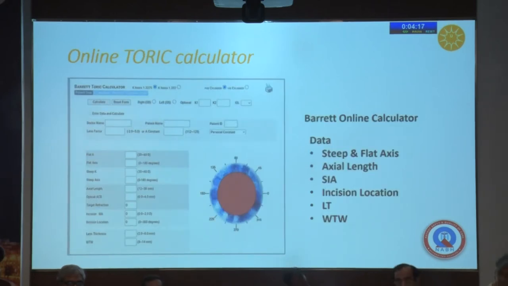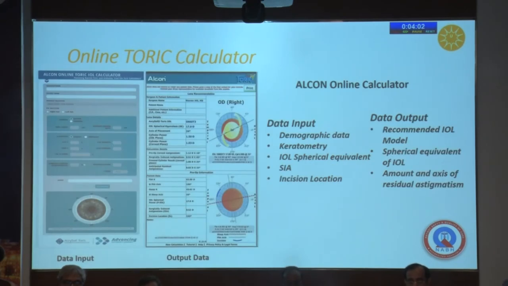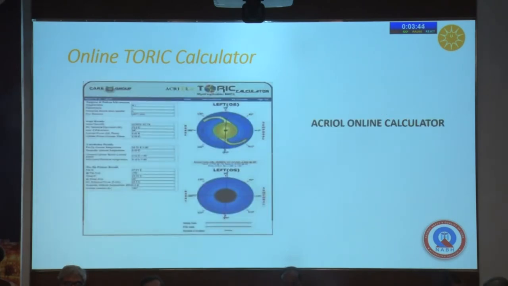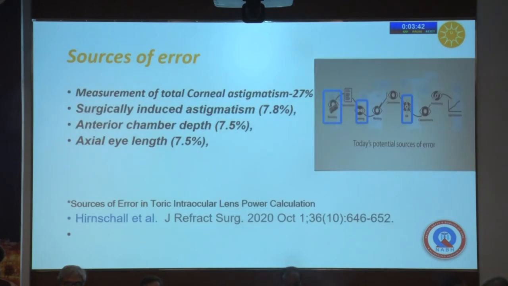So initially we put in the demographic details, and then the data that is more important: the steep and flat axis, axial length, surgically induced astigmatism, incision location, lens thickness and white-to-white diameter. The data input is the demographic details and keratometry, IOL spherical equivalent, surgically induced astigmatism and incision location. The data output is the recommended IOL model, the spherical equivalent of the IOL, and the amount and axis of the residual astigmatism. So these are the online calculators available.